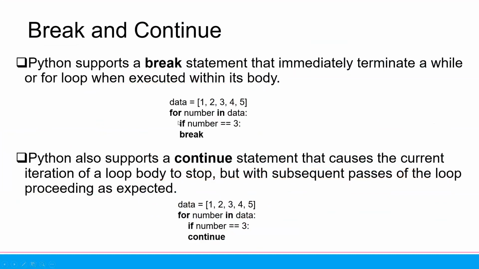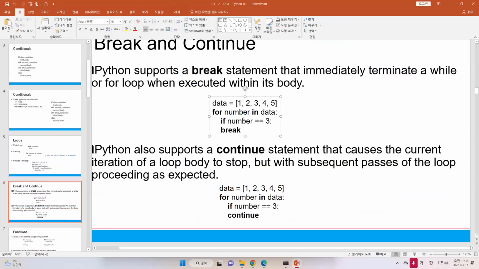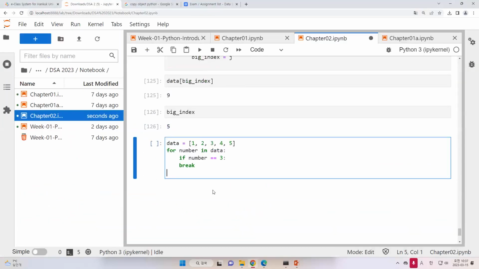So let's see. Let me give you an example, this one. We have the data, which is 1, 2, 3, 4, 5. And then I would like to check, for any number in the data list, if the number equals 3, then break. Break means stop.